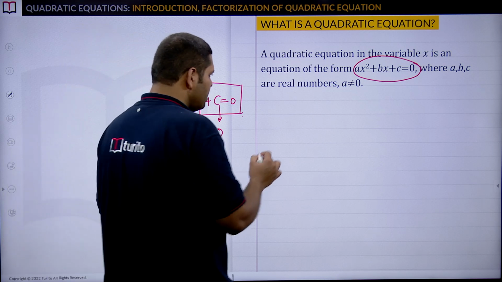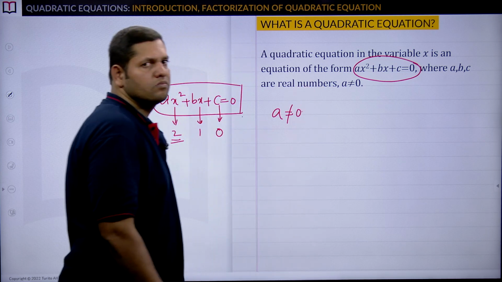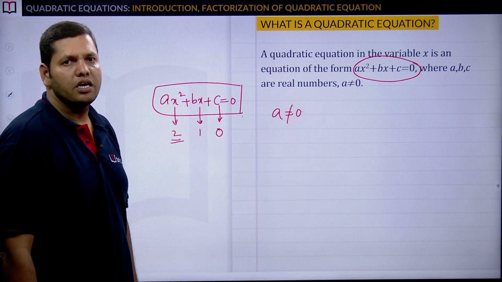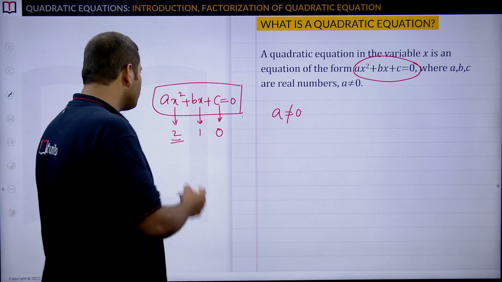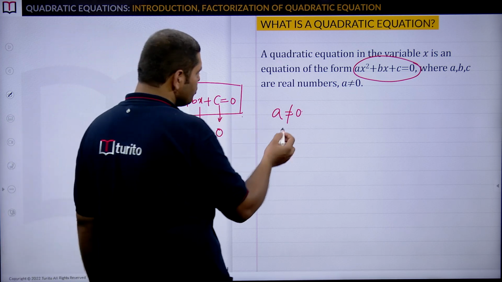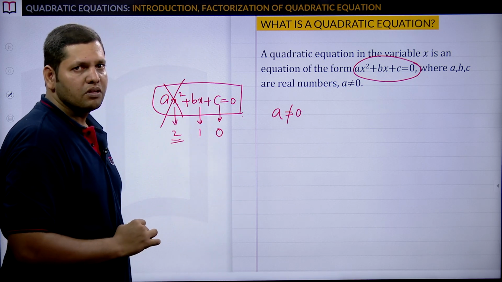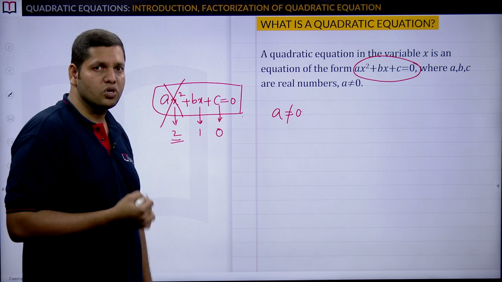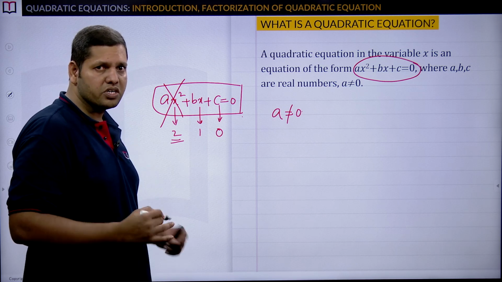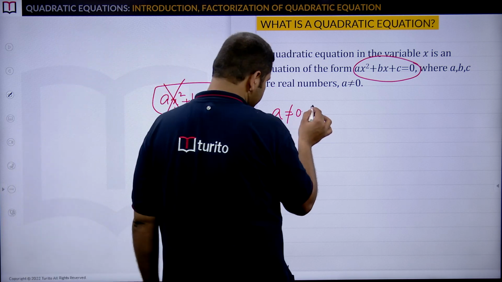And children, here is one more condition. Here a should not be equal to 0. That is, the x square coefficient is a non-zero number. Because if I take a equal to 0, children, what happens? I lose this term, isn't it? There will not be an x square term. And if the x square term is not there, we cannot call it a quadratic equation, isn't it, children? So that's why we take the condition here that a is not equal to 0.